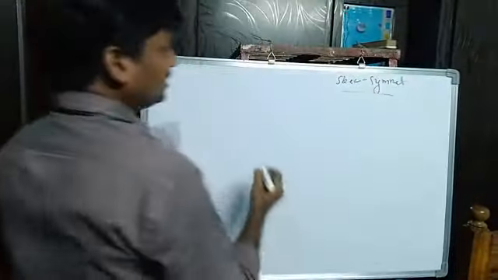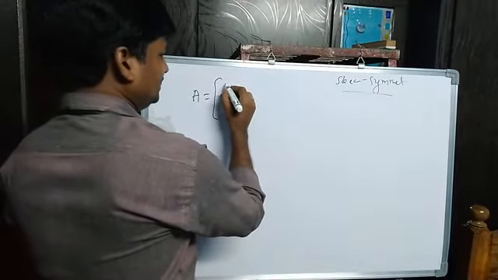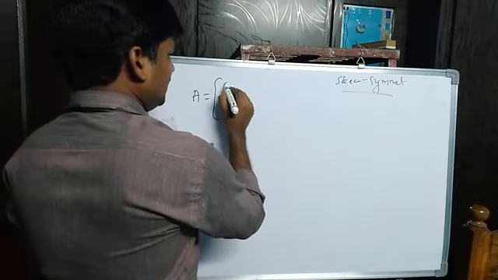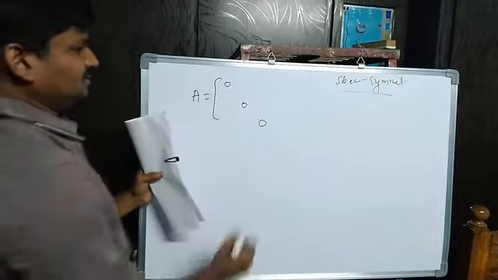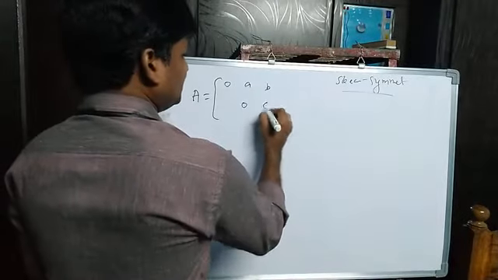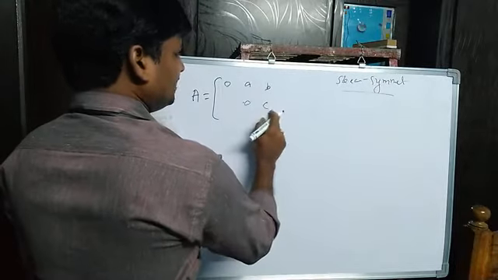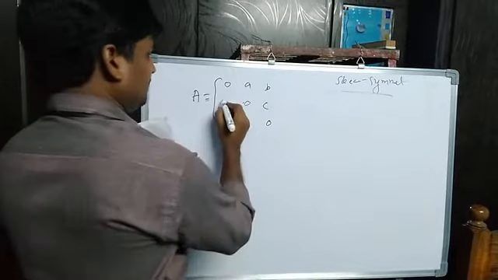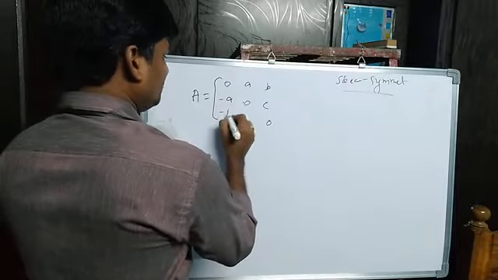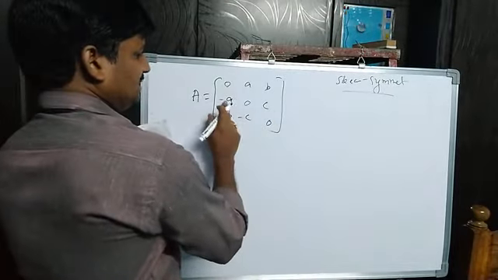So what is the example of a skew symmetric matrix? General structure of a skew symmetric matrix. Matrix A is equal to, I am writing like this. See, diagonal elements must be 0. Here A, B, C I have taken. Just take here the additive inverses of A, B, C. I mean here A, B, C, then minus A, minus B, minus C.